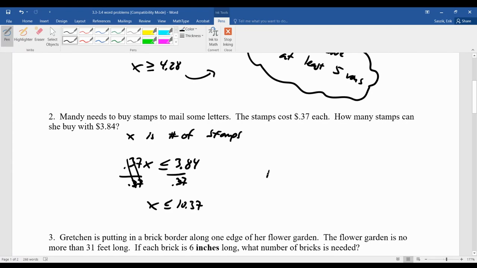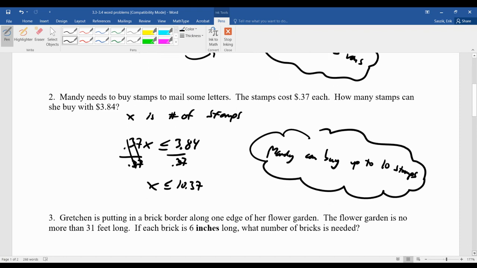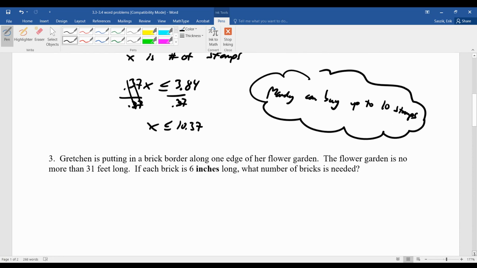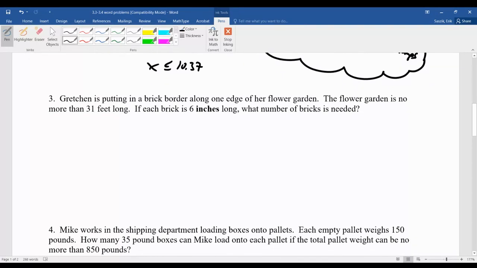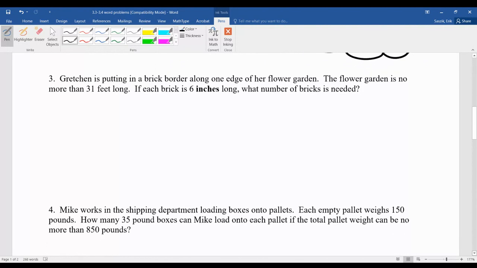So that means Mandy, and don't just say that she can buy 10 stamps, because she could buy 9, she could buy 8, she could buy what? Mandy can buy up to 10 stamps. What's another way you could say it? Mandy could buy 10 stamps or fewer, or something like that. So she has all kinds of options. She just can't buy more than 10. So you want to be clear when you put your phrasing in there.